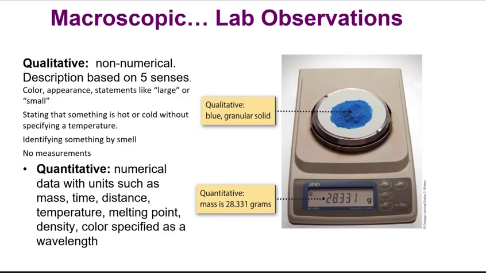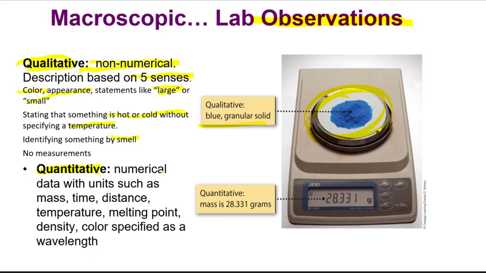And like we said, when we are making observations in the lab, there are qualitative and quantitative measurements. Qualitative measurement is non-numerical. We're using our five senses, like describing what color it is, what its appearance looks like, using statements like large or small, stating if something is hot or cold without specifying a temperature, identifying something by its smell, but it's not measurement. Like, I could say that this was a blue granular solid. That would be a qualitative measurement.